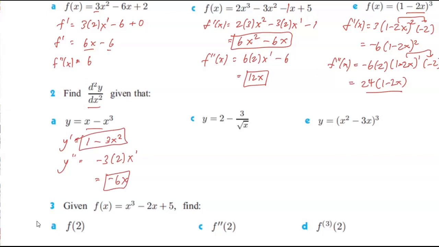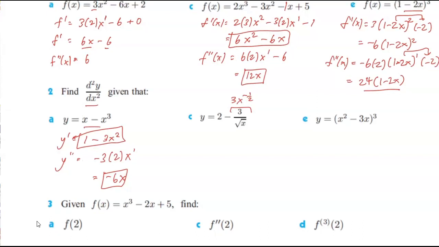Okay, and for the second function, I'm going to rewrite this term as 3 times x to the negative 1/2 because it's a little bit easier to see that we're going to use the power rule. The derivative of 2 is 0. The derivative of negative 3x to the negative 1/2: we just leave the negative 3 there. We bring down the power and we reduce it by 1. Well, negative 1/2 minus 1 is negative 3/2.